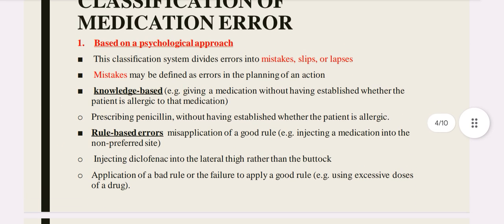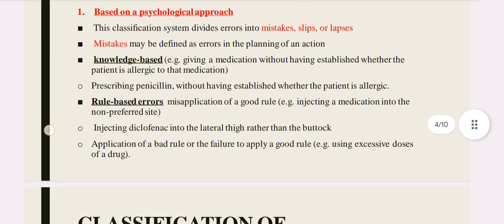Mistakes are the errors that occur during the planning of an action. It could be knowledge-based or rule-based. The knowledge-based errors are like giving a medication without checking whether that patient is allergic to that medicine or not. For example, prescribing penicillin without establishing whether the patient is allergic or not. So such type of mistakes fall under the knowledge-based mistakes.